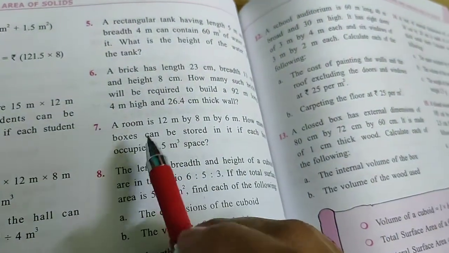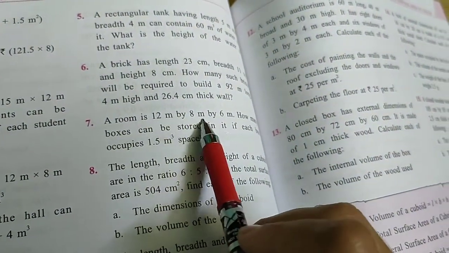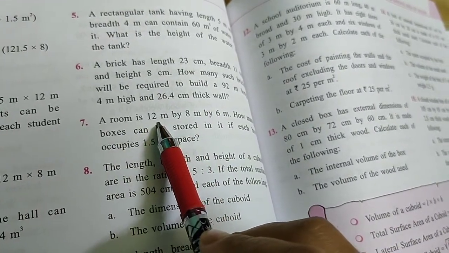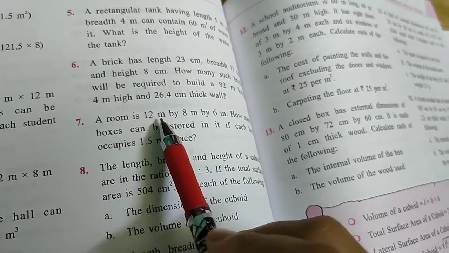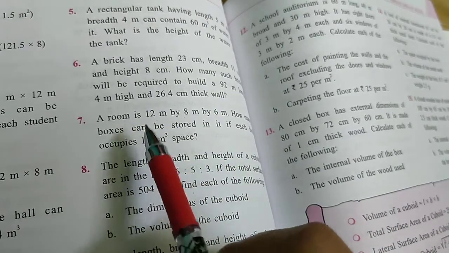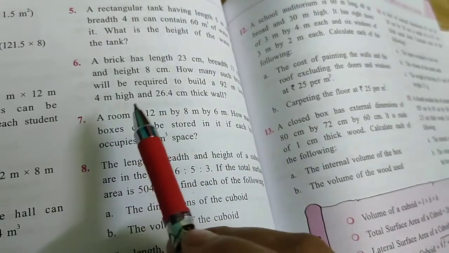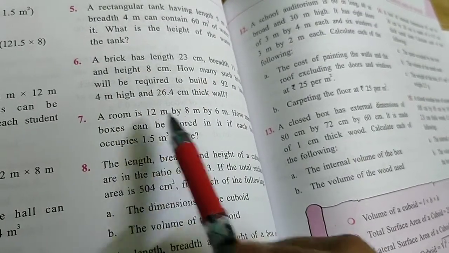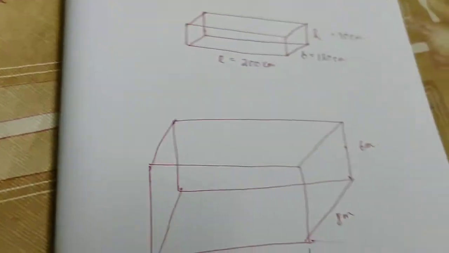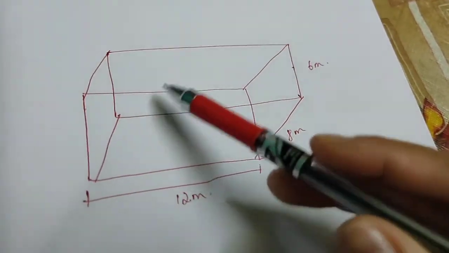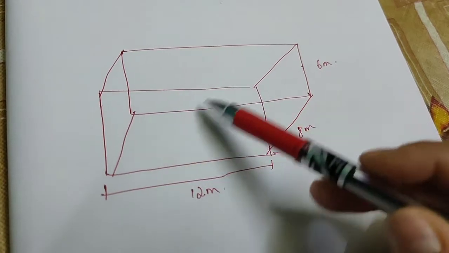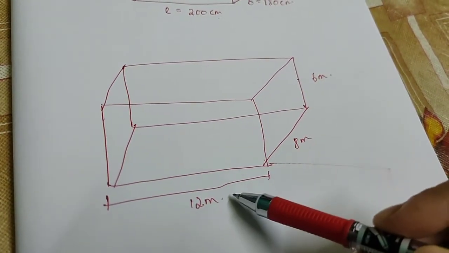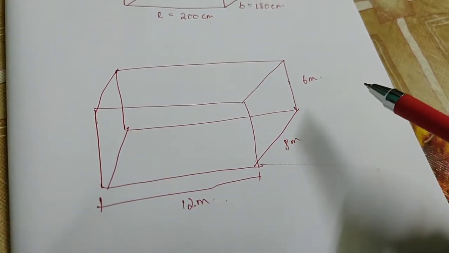Now next, a room is 12 meter by 8 meter by 6 meter. Looking at this, you can see that in a room all the lengths are different. That means it is a cuboid, a rectangular type shape. Say this is one room. I'm drawing it in 3D form. Its length is 12 meter, 8 meter and 6 meter.